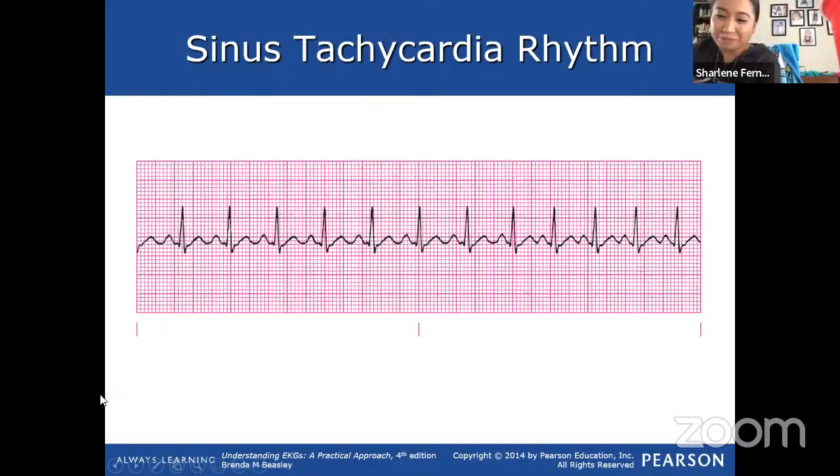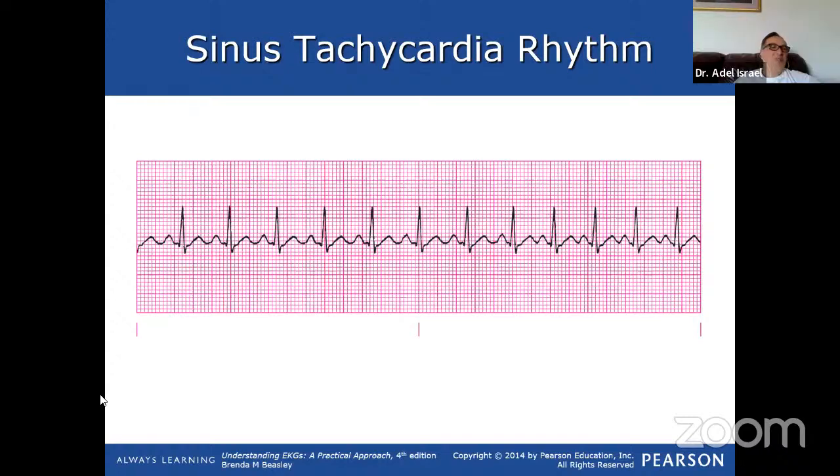I'll go. 1, 2, 3, 4, 5, 6, 7, 8, 9, 110 beats per minute. Is it 120 beats a minute? Yes, 120, very good. The heart rhythm looks normal. Normal, because if you compare R to R, it looks the same. Okay, correct.